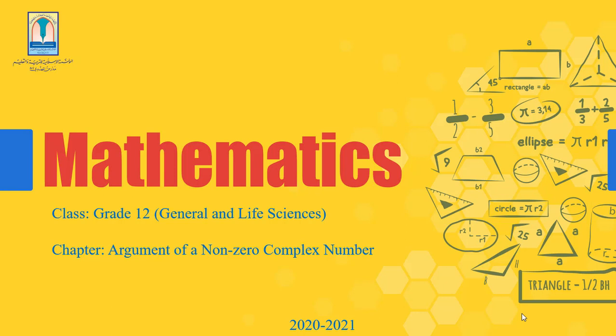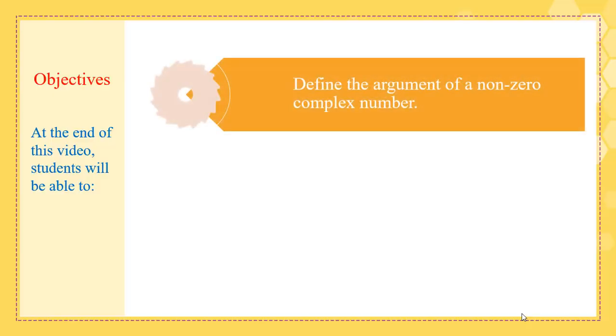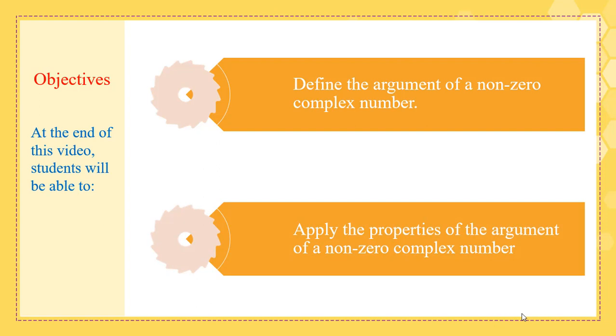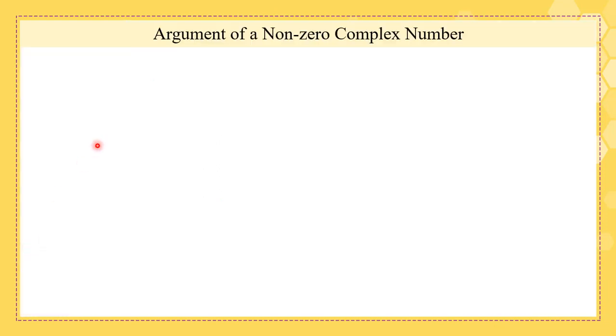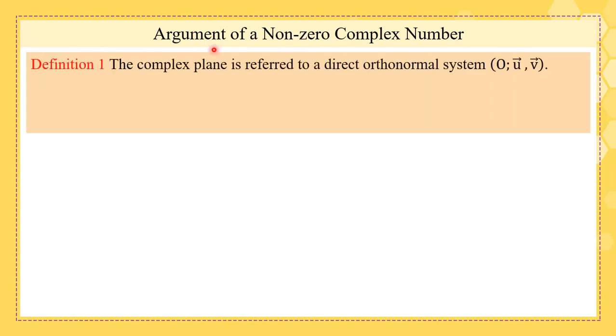Today we will talk about the argument of a non-zero complex number. Before we begin, notice that the title is Argument of a non-zero complex number because in fact 0, which is a complex number, doesn't have any argument. Let's see the meaning of an argument.